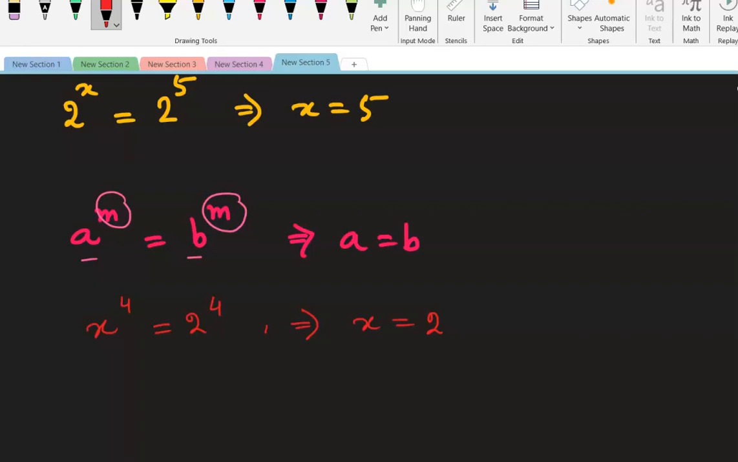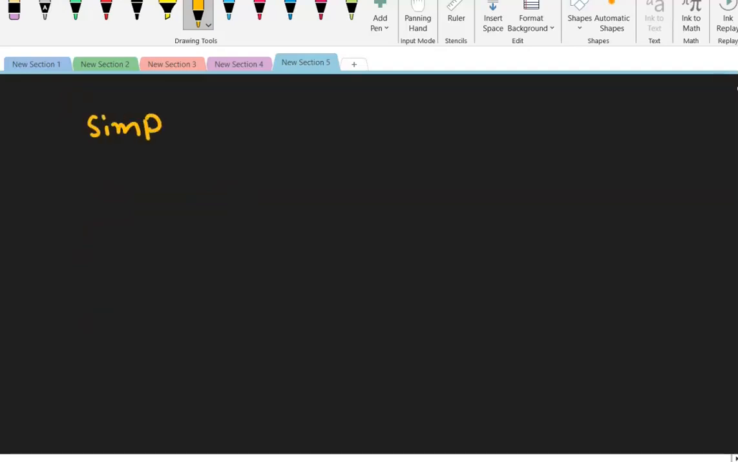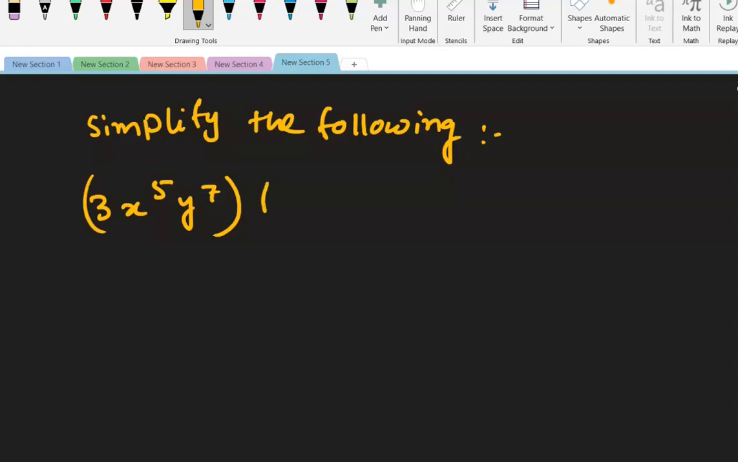Now we have to solve as many problems as we can. So let's do some simple problems on the formulas we did. Simplify the following. We have to simplify 3 x to the power 5 y to the power 7 multiplied by 18 y to the power 9 and x to the power 2. We have to simplify this.